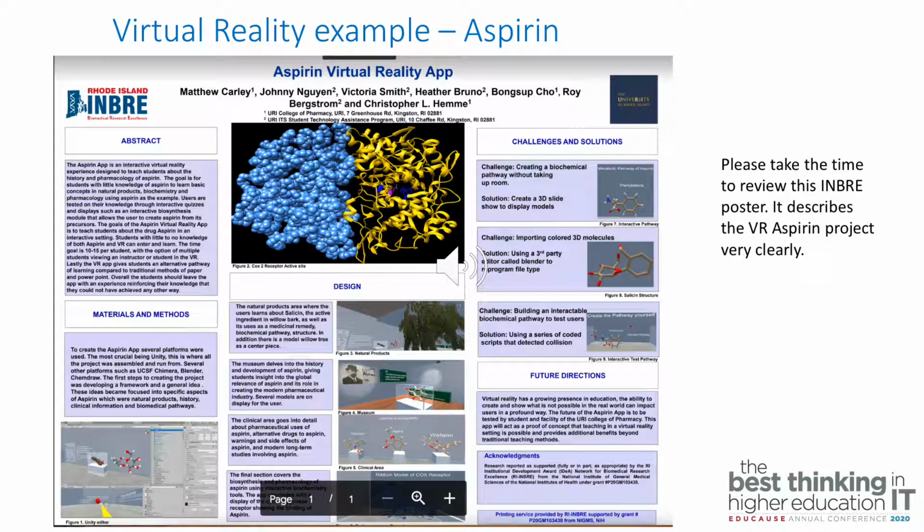Virtual reality example, aspirin. Please take the time to review this poster. It describes the VR aspirin project very clearly.